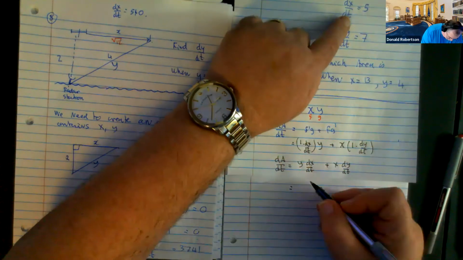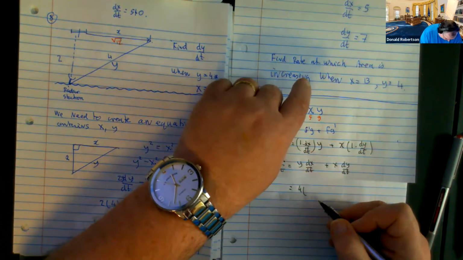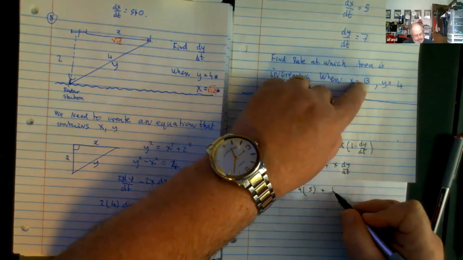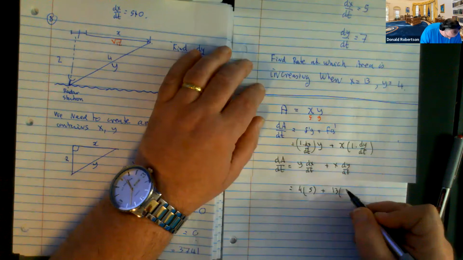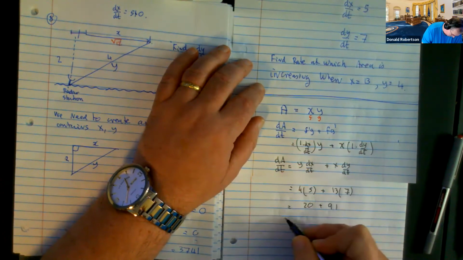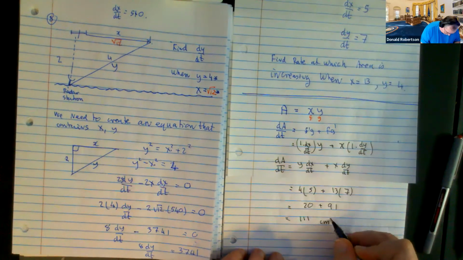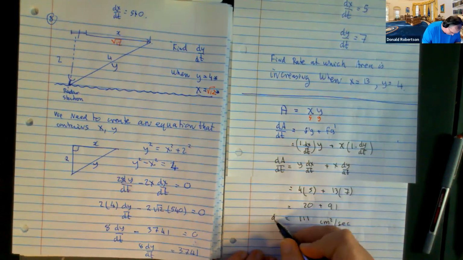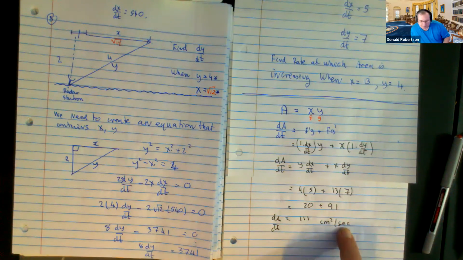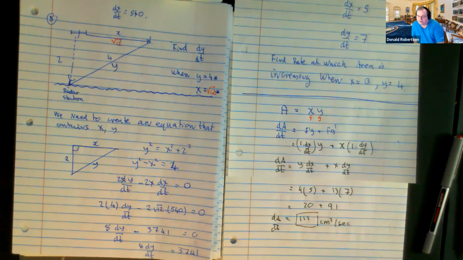We know that y is 4 and dx by dt is 5. And we know x is 13 and we know dy by dt is 7. So 20 plus 91. I make it 111. And if you're interested in the units, because it's an area and everything with centimeters, it's 111 square centimeters per second. In WebAssign, they tell you the units, so you only need to remember the number.